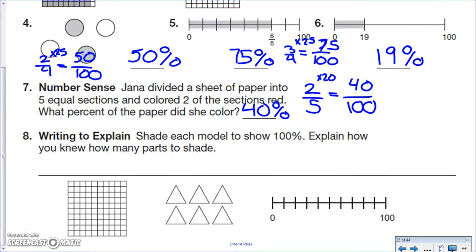Finally, for 8, writing to explain, shade each model to show 100%. Explain how you knew how many parts to shade. Well, we know 100% is the whole, so we know to shade the entire thing.